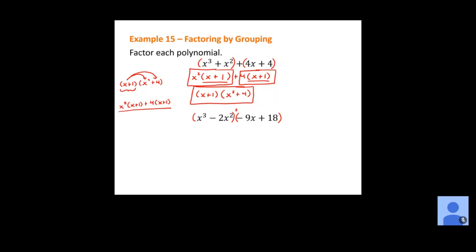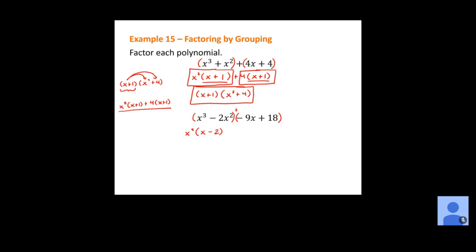Okay, so now I need to look for common factors. So if I look at my first set of parentheses, what's the common factor going to be there? X squared. Good. So we factor out the x squared. If I do that, what's going to be left over then? X minus 2. Perfect. So x cubed divided by x squared gives us an x. The 2x squared divided by x squared gives us the 2.